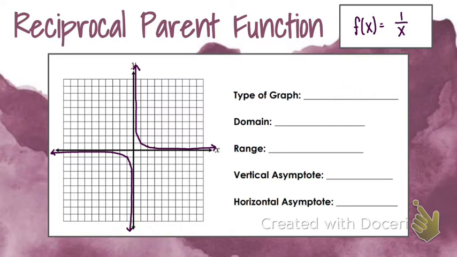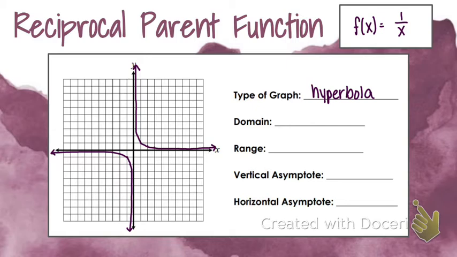This kind of graph is called a hyperbola. Oops, I said that kind of silly. The right way to say it is hyperbola. Some people call it a hyperbola, but that's not right. It's a hyperbola.